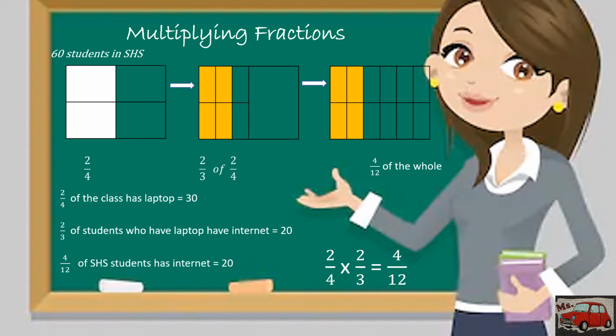Ibig sabihin, sa bawat 1/4, kukunin natin yung 2/3. So, hatiin natin ng tatlo, then may dalawang shades. Ganun din yung isang 1/4. 2 shades, tatlong part. Kasi 2/3. Okay? So, now, ang tanong is, ilan yung fraction ng mga estudyante na may laptop at may internet?